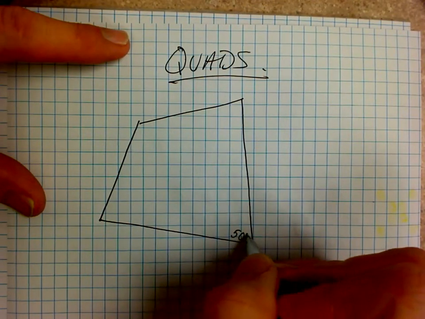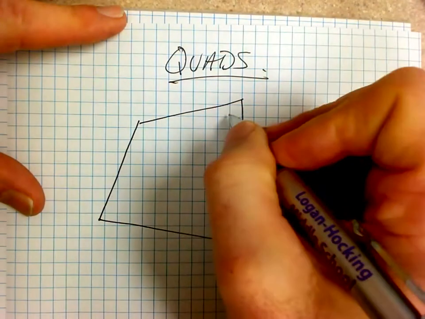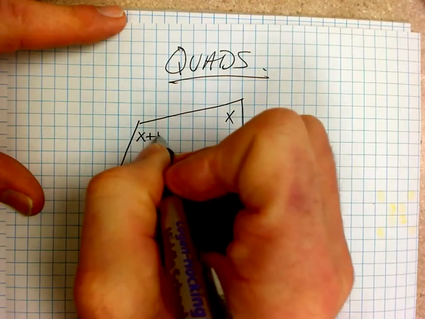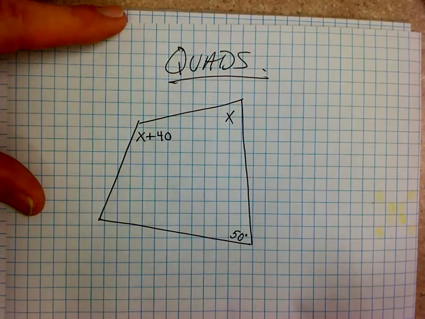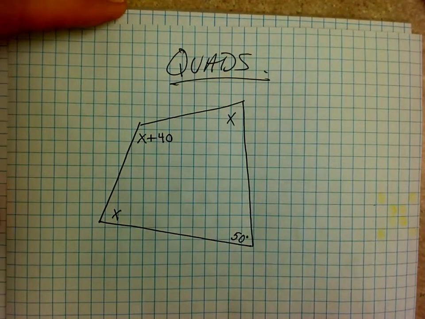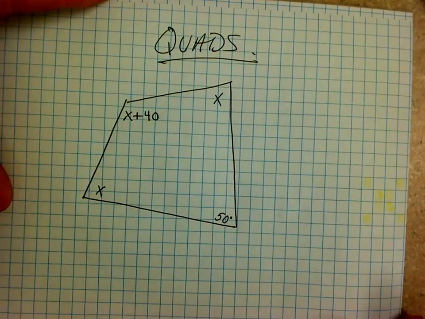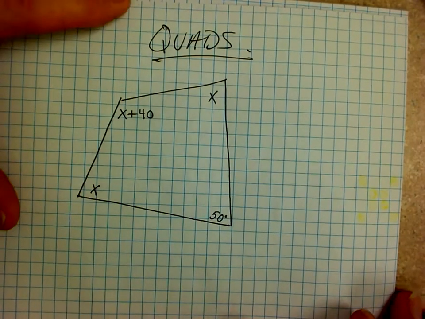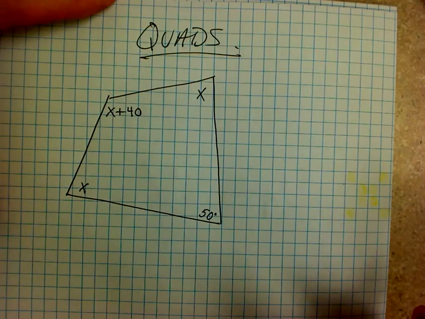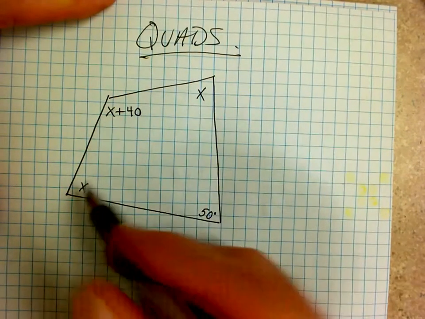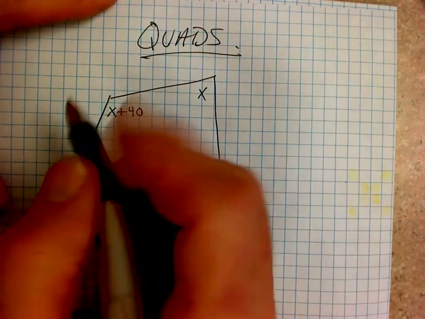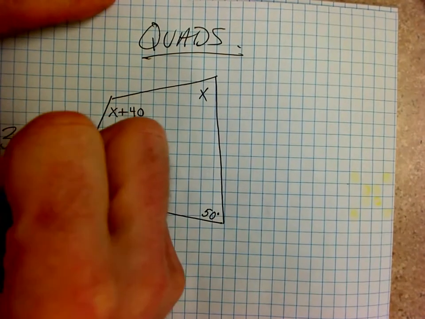Let's say this angle is 50 degrees, this angle is x, this angle is x plus 40, and we'll just go ahead and say this angle is x as well. Now again, take into consideration, I just threw that together for you, so this may or may not be drawn to scale. That's something we have to consider, but our job here is to determine the size of these other three angles.